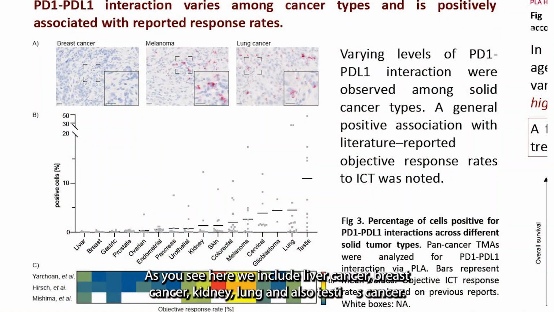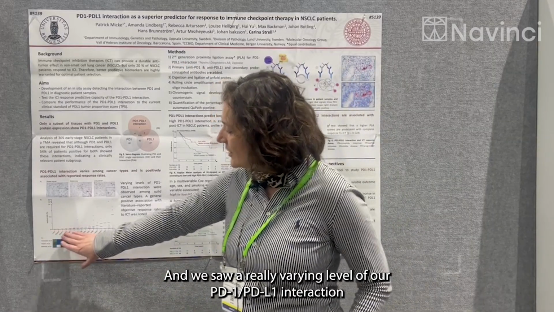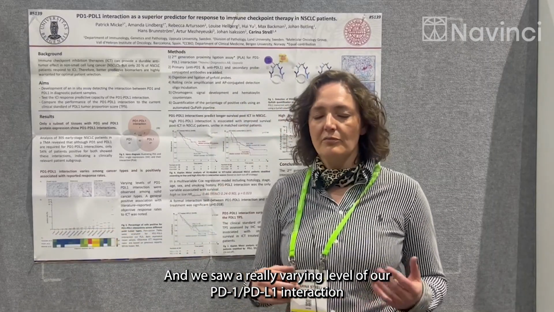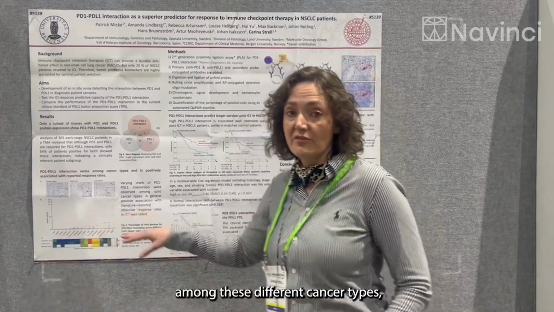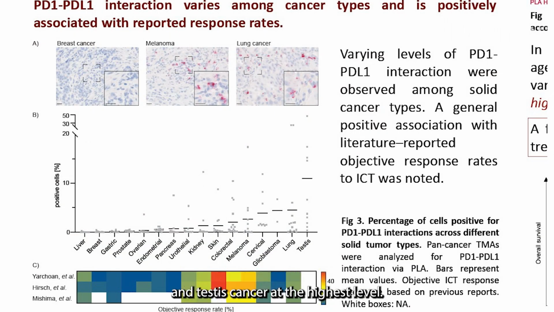In the next step, we analyzed the PD-1, PD-L1 interaction in a panel of different solid tumors. As you see here, we include liver cancer, breast cancer, kidney, lung, and also testis cancer. And we saw really varying levels of PD-1, PD-L1 interaction among these different cancer types, with liver and breast having the lowest levels, and lung and testis cancer, for example, having the highest levels.